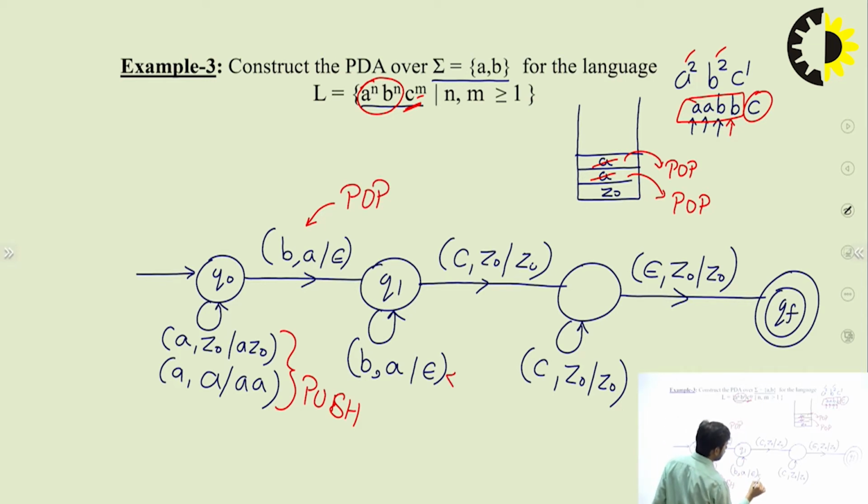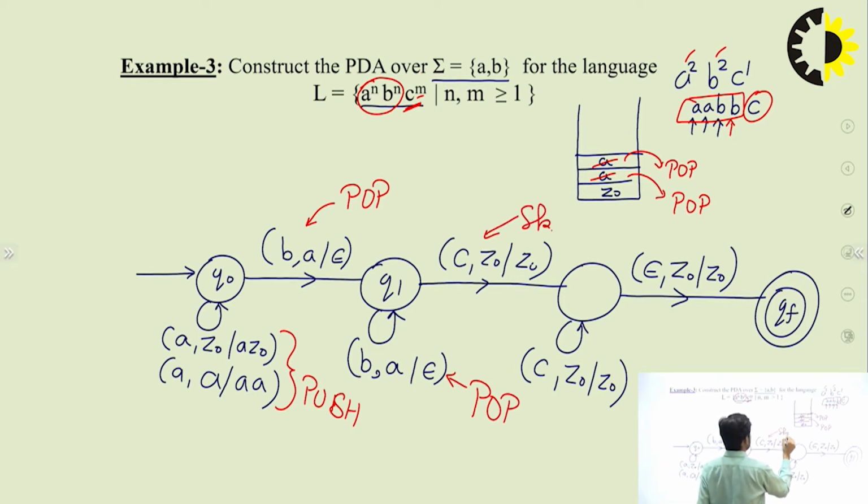This is also a pop operation. This is the skip operation. This is also a skip operation. When input is epsilon and the top of the stack is Z node, we keep it at Z node. This is also a skip operation, and this is the final state.